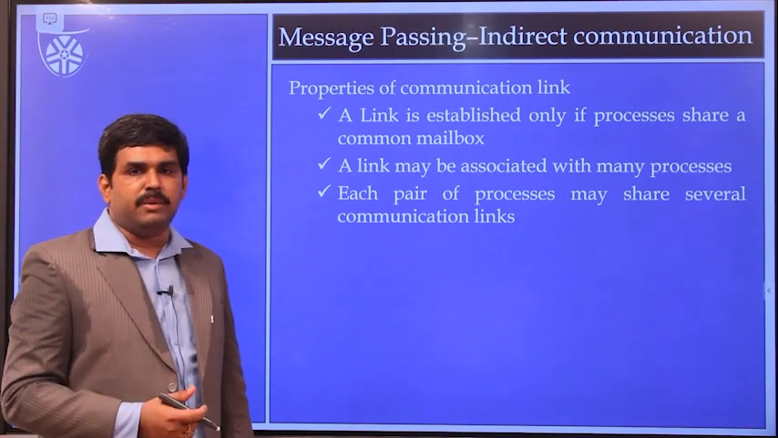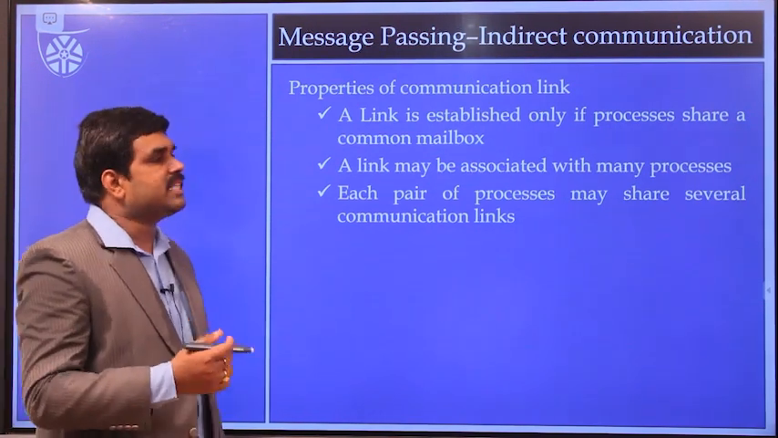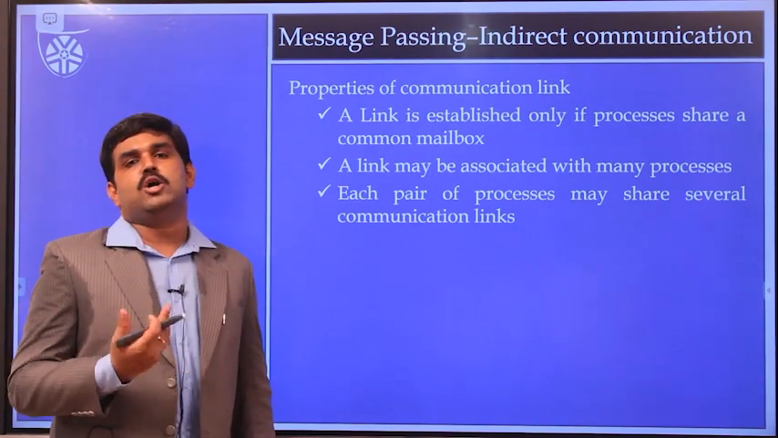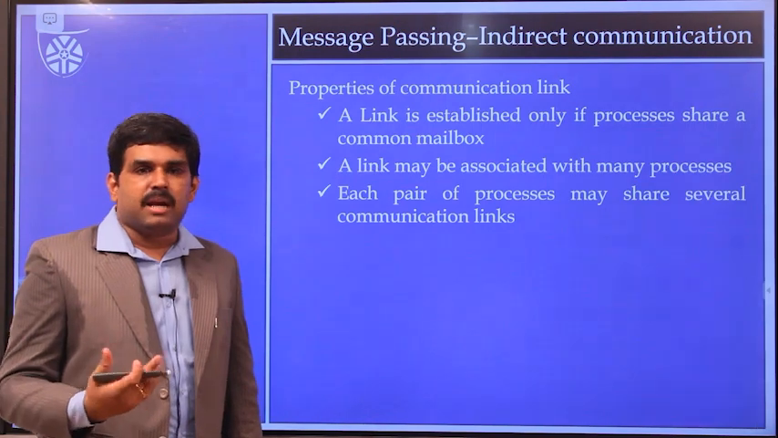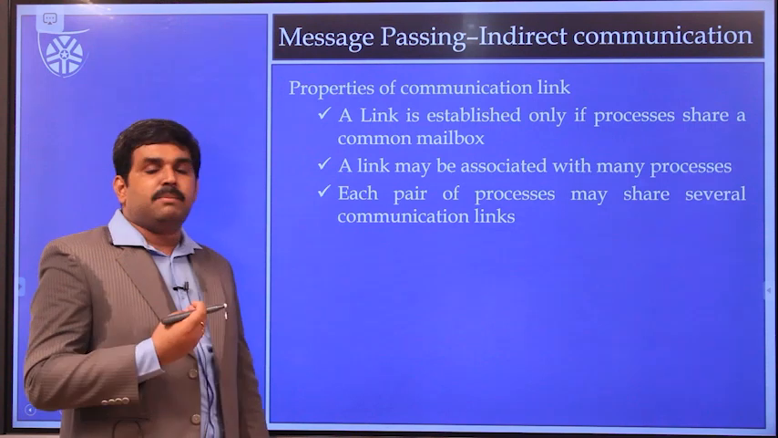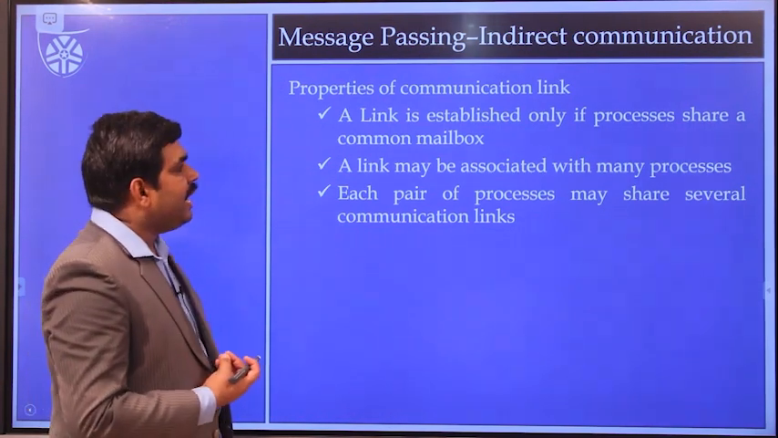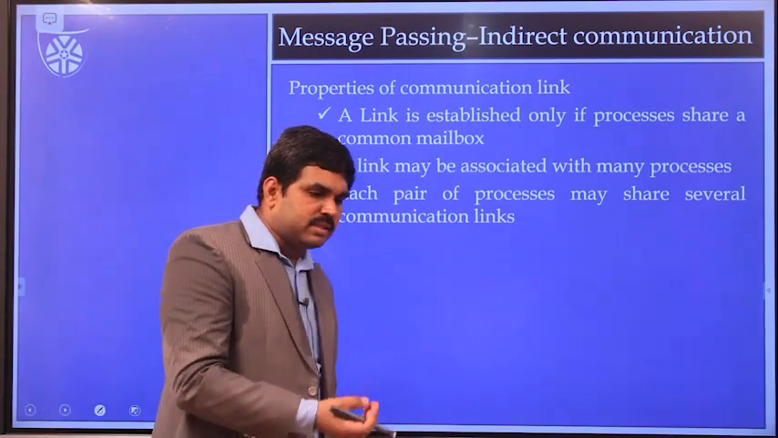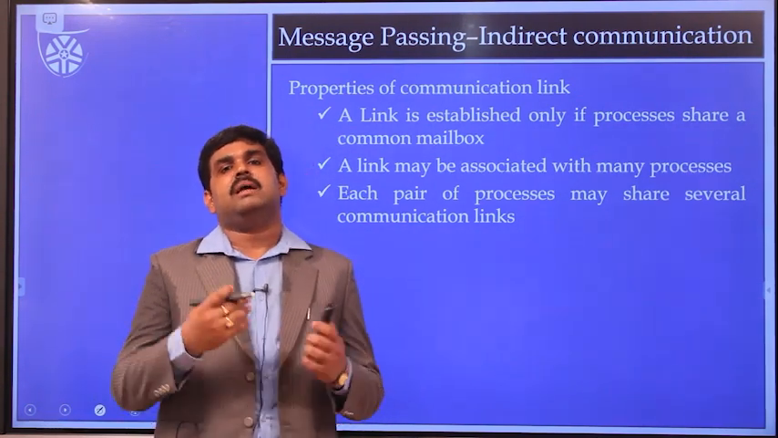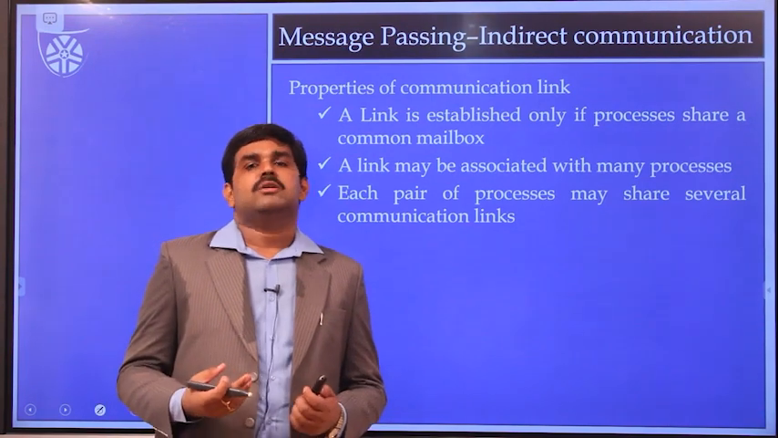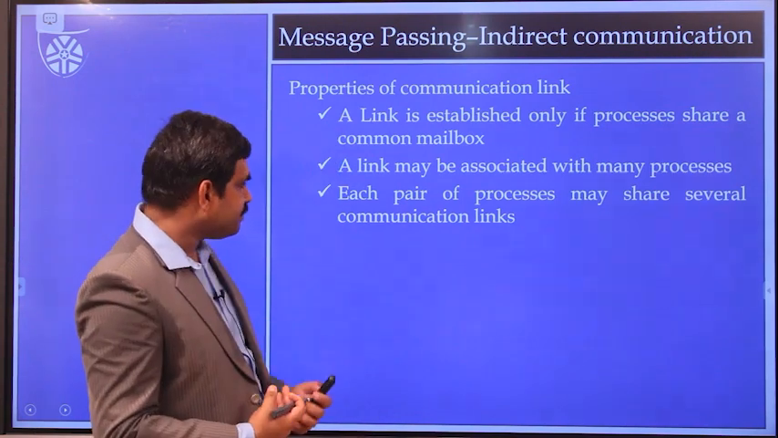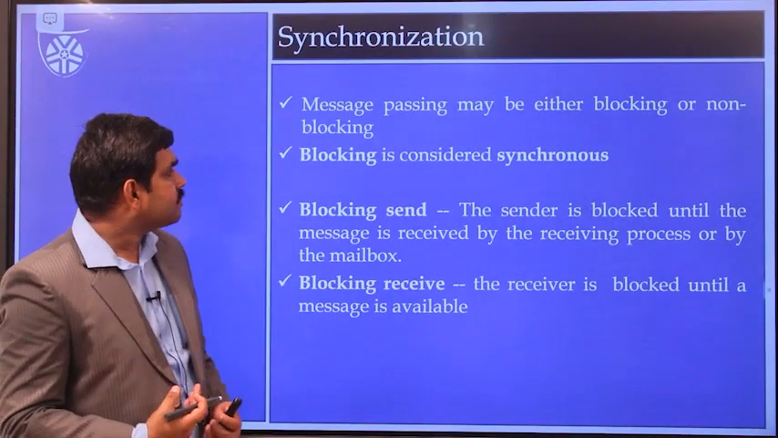Coming to the properties of the communication link. A link needs to be established among the processes to share the common mailbox. Because if we don't know the mailbox ID, communication cannot be established between us, right? So the mailbox ID is supposed to be shared among them. And thereafter, a link can be associated with many processes also. In our regular communication also, we share our mailbox ID with n number of persons simultaneously, right? So more processes can communicate with us through indirect communication.